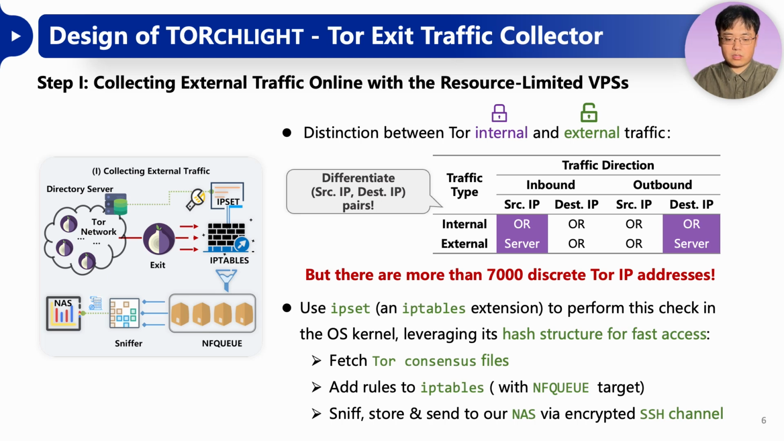First, we fetch the Tor consensus file, and then we add rules to iptables with the NFQUEUE target, and then we sniff, store, and send this data to our local NAS using an encrypted SSH channel.